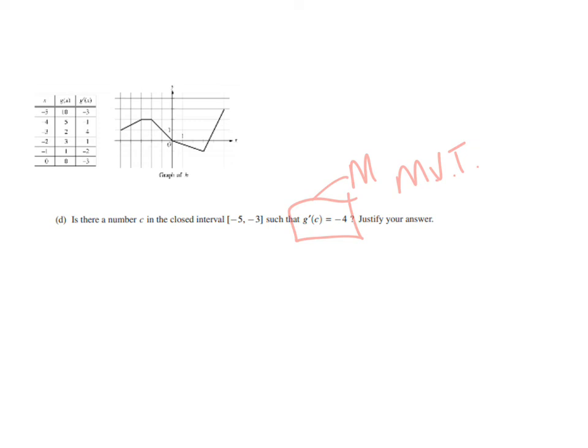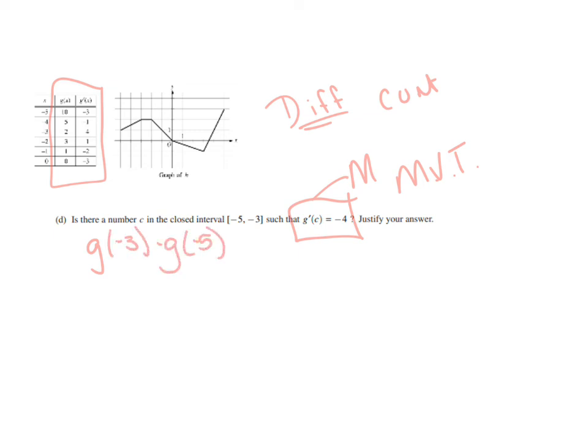In order for the MVT to apply, the function must be differentiable. If it's differentiable, it also applies continuous. Okay, now I know g is differentiable because they gave me g and they gave me g prime. So now I'm going to apply the mean value theorem. Normally we say it's just the average rate of change equals the instantaneous rate of change. Normally we use f's. In this case, because they want g, we're going to use g's. So g of negative 3 minus g of negative 5 all over negative 3 minus negative 5.